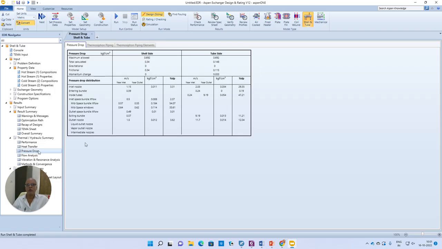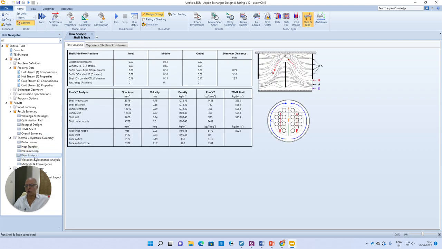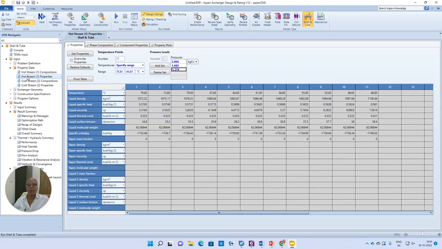Pressure drop, we have given the maximum allowed as 0.69. Of course, we set it in atmospheres, 0.67. Maybe in terms of kg force per centimeter square, it is this value. And these are the actual pressure drops that we had, right? Flow analysis. So please go through some of these details. Let me show you this.